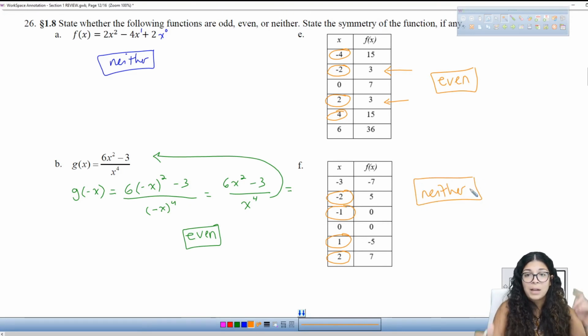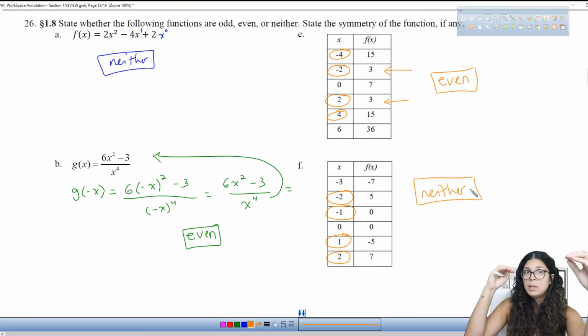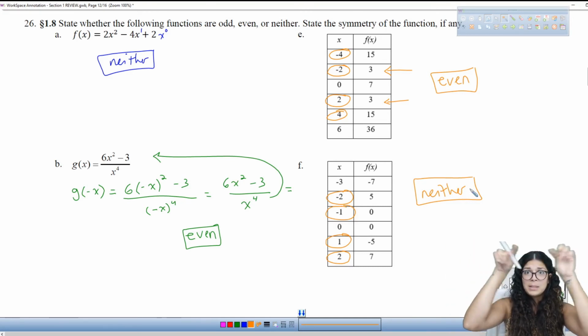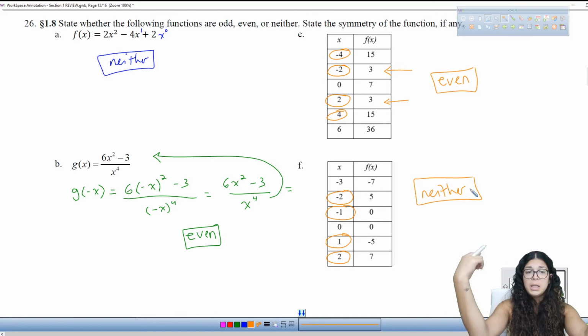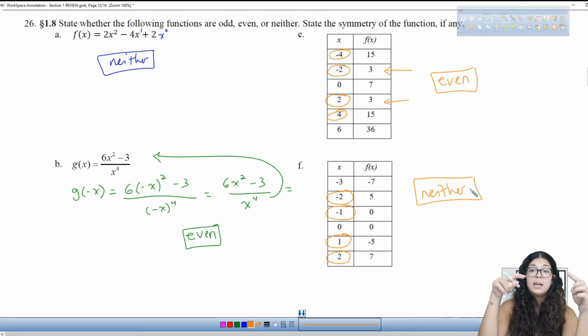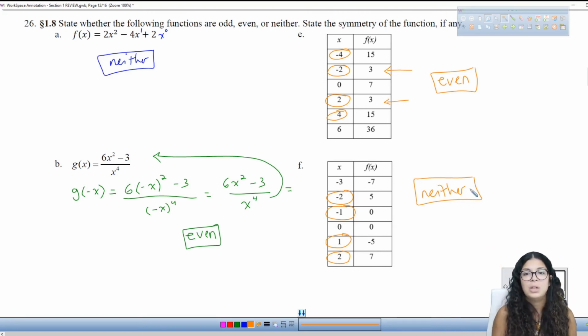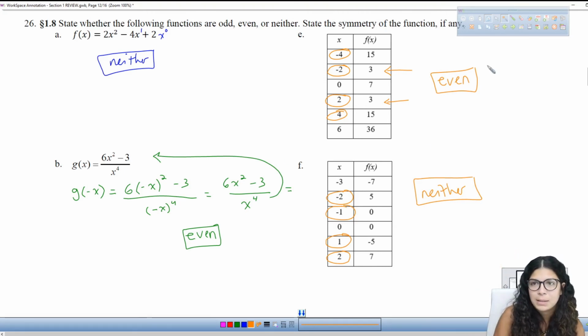They're not matching either. Here's the y-axis. X values that are the same, but one is on the negative side and one is on the positive side. If it has the same y value, it's even because it has y-axis symmetry. But if it's like nothing at all, like this is over here 5, this is over here 7, then there's obviously no symmetry at all. So that's neither.